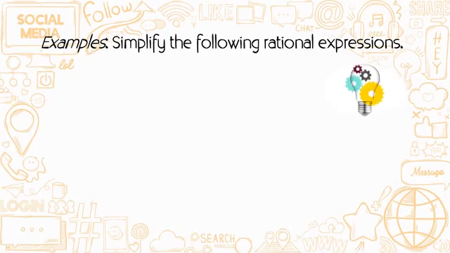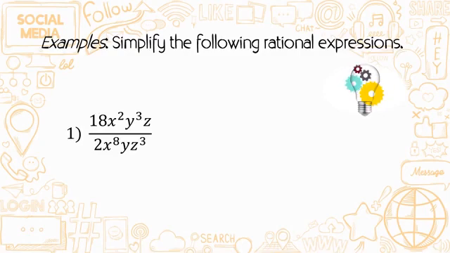Okay, example, simplify the following rational expression. So let's have our example number 1, 18x squared y to the 3 z all over 2x to the power of 8 y z to the power of 3. So observe that our example is a monomial in the numerator and our denominator is also a monomial. So this is just like an example from the laws of exponent on division. So we can apply that concept on simplifying this rational expression.